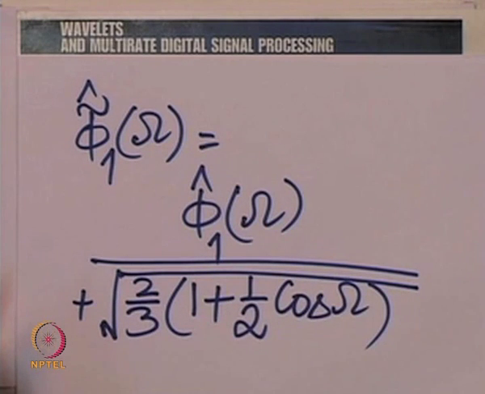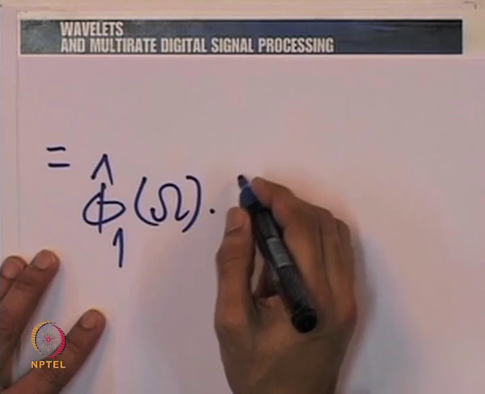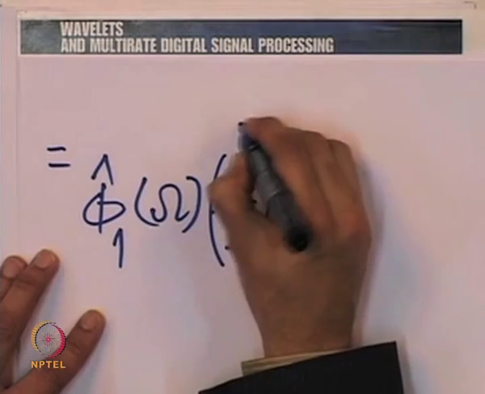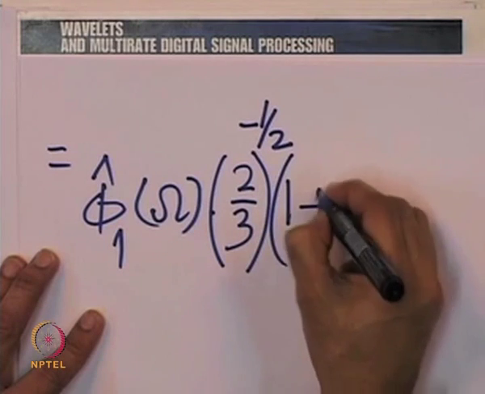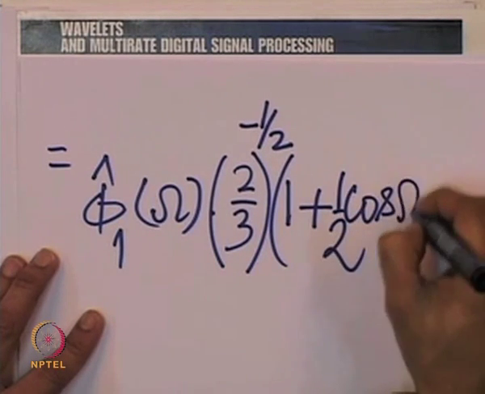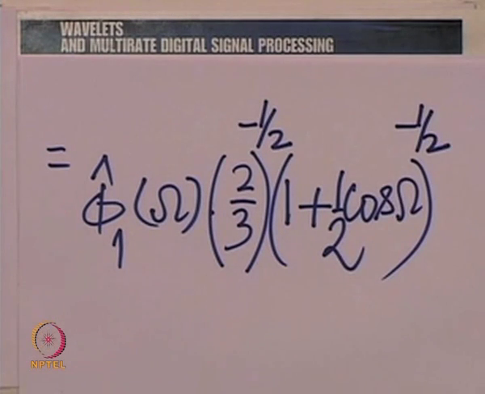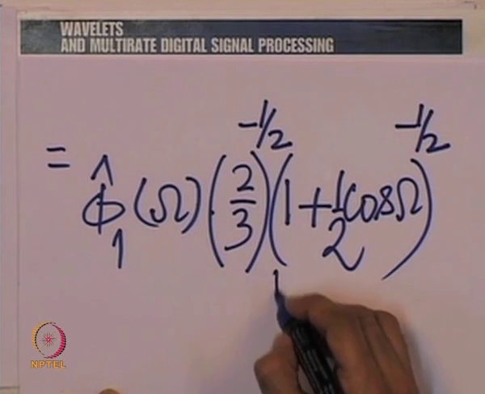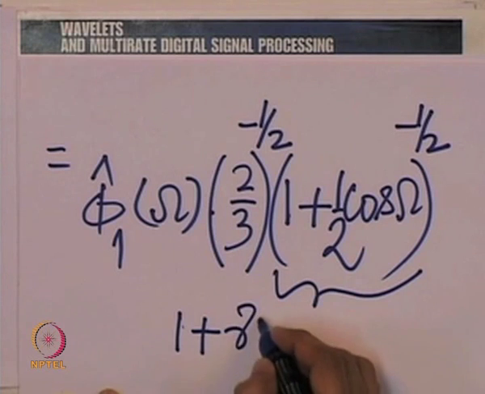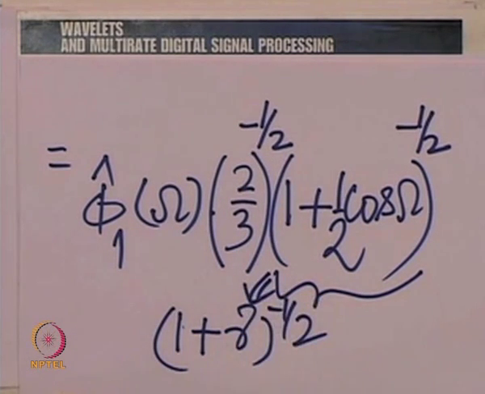Now, let us write this down in the form of an exponential or binomial expansion. So, let us rewrite this: 2 by 3 to the power minus half into 1 plus half cos omega to the power minus half. Now look at this expression. This is of the form 1 plus some gamma to the power minus half. Now, 1 plus gamma to the power minus half can be expanded with our knowledge either of the Taylor series or of the generalized binomial theorem.